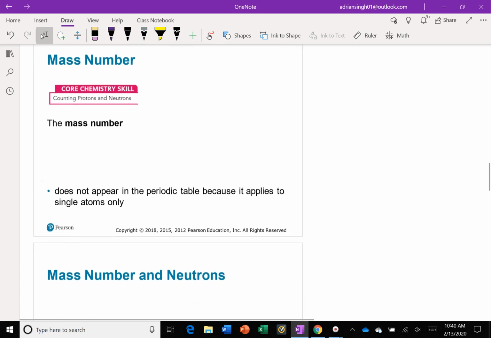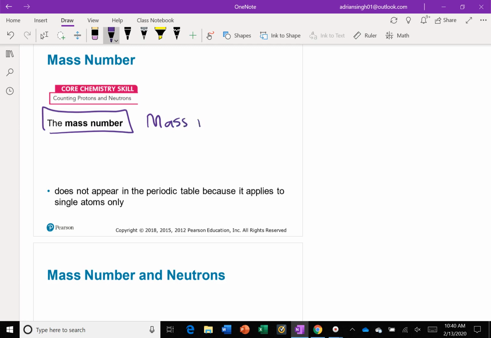Well, in order to determine the number of neutrons, we have to know another number called the mass number for a particular atom. And the mass number is equal to the sum of the number of protons plus the number of neutrons.